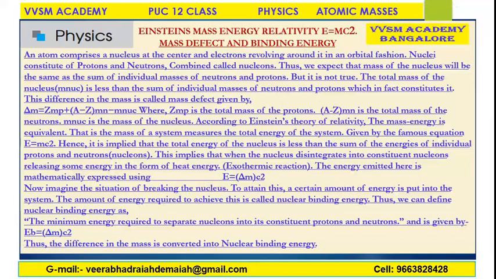Well, an atom comprises a nucleus at the center, with electrons revolving around in orbital fashion. The nucleus consists of protons and neutrons, combined called nucleons. Thus we expect that the mass of the nucleus will be the same as the sum of the individual masses of neutrons and protons. But it is not true.